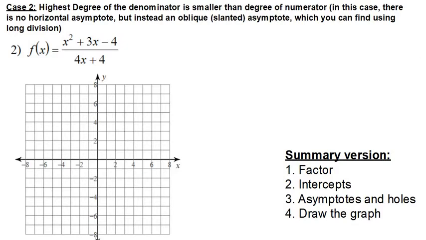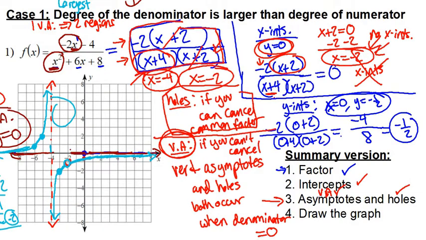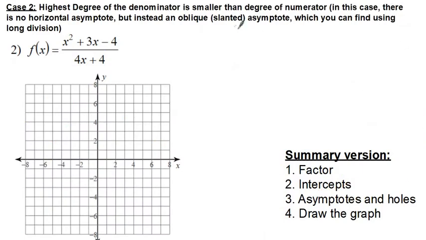In case 1, the one we just did, the degree of the denominator is larger than the degree of the numerator. The x squared in the denominator is larger than the top, which is x to the first. In case 1, the horizontal asymptote is the line y equals 0. So let's keep a summary for ourselves here. Case 1 is when the denominator degree is larger than the numerator degree, and in that case the horizontal asymptote will always be the line y equals 0.